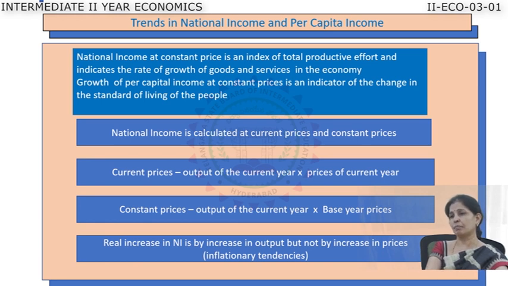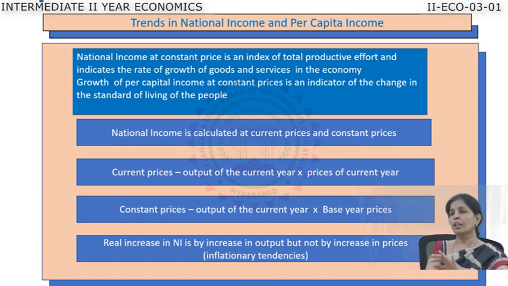National income at current prices is always calculated as the output of the current year multiplied with the prices of the current year. That means whatever output, if I consider 2021 or 2020 as the year, the output produced in that particular year will be multiplied with the prices of that particular year. But if I have to calculate the national income at constant prices, it is the output of the current year multiplied with the base year prices. But why do we require this? As I told in the beginning itself, it talks about the productive effort, productive capacity, that talks about the growth.